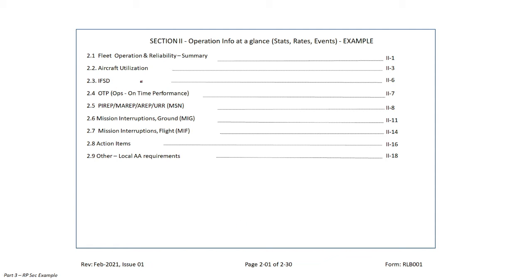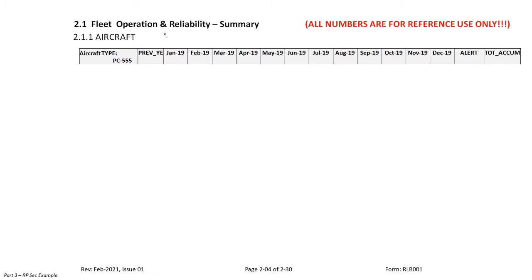Let's start from 2.1, which is fleet operation reliability summary. Before we go to the summary, I'd like to remind you that all numbers are for reference use only in our presentations. Under 2.1, Fleet Reliability Summary, we have two subsections. Subsection 1 is about aircraft, and subsection 2 is about engine. Under aircraft, we have a summary table, and I'm going to show you different versions.